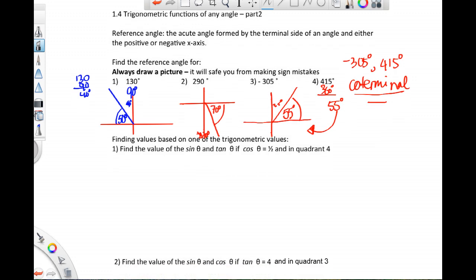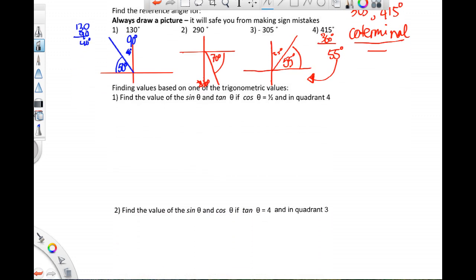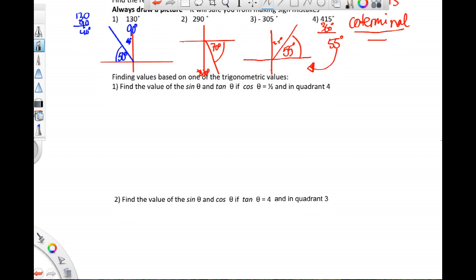Other things you need to know. You should be able to find the other values of trigonometric functions based on a given one. So if I told you that the cosine of theta is a half and that it is in quadrant 4, you should be able to draw a picture for that. Keep in mind that the cosine, if that's a half, then this is the adjacent side, and this is the hypotenuse. And we're in quadrant 4. So this is 1 and the hypotenuse is 2.